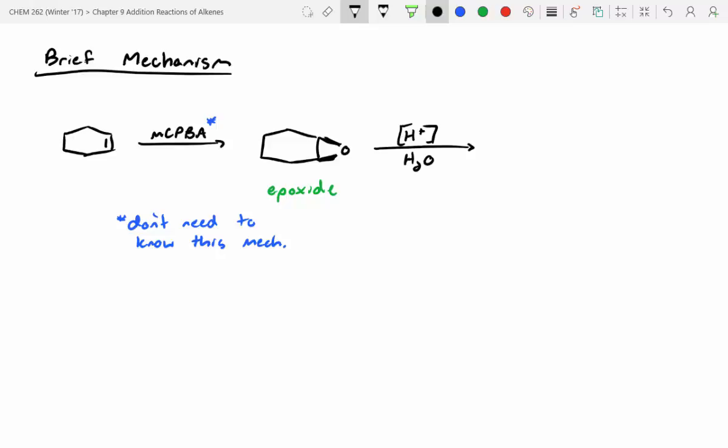Fastest reaction in chemistry is going to be acid-base chemistry, right? So in this case, the oxygen is going to grab a proton. Now this looks pretty similar to a couple of the reactions we've seen already, right? With the bromonium ion, we saw a 3-membered ring where one of the portions of the ring had a positive charge. This time it's got an oxygen with a positive charge.